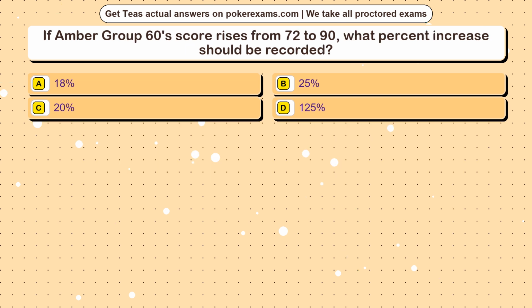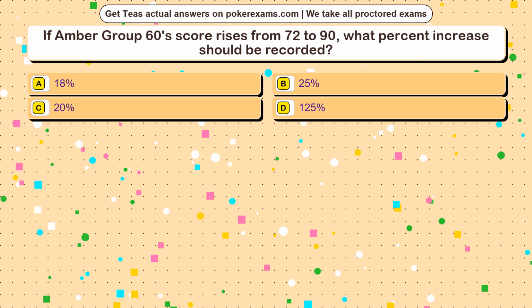Question 8. If Amber Group 60's score rises from 72 to 90, what percent increase should be recorded? Option A, 18%. Option B, 25%. Option C, 20%. Option D, 125%.